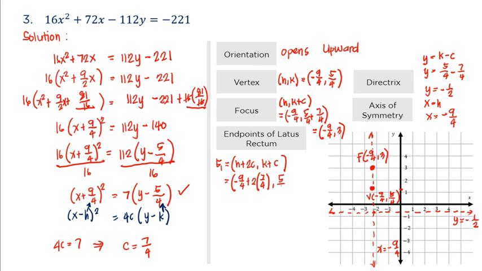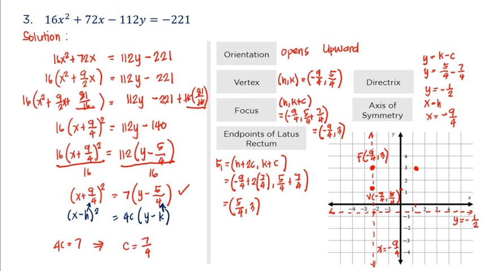So from that, we have negative 9 over 4, and this is 14 over 4. So negative 9 plus 14 is 5 over 4, right? And 5 plus 7 is 12 divided by 4. So you have (5 over 4, 3). 5 over 4 is 1 and 1/4. So this one, 3. So it is here, E sub 1.